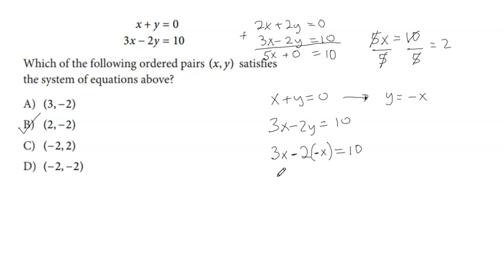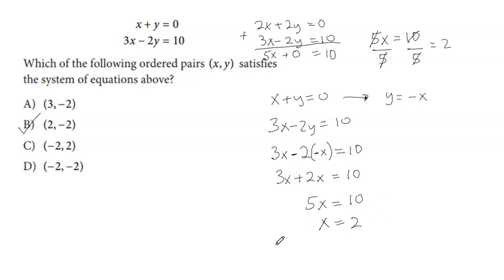And now if we continue, this is 3x. And then there's minus 2x times minus x. Remember, this is multiplication, because this was 2 times y. So minus times minus is what? Plus. So plus 2x is equal to 10. And then once again, this gives us 5x is equal to 10. And then x is equal to 2.